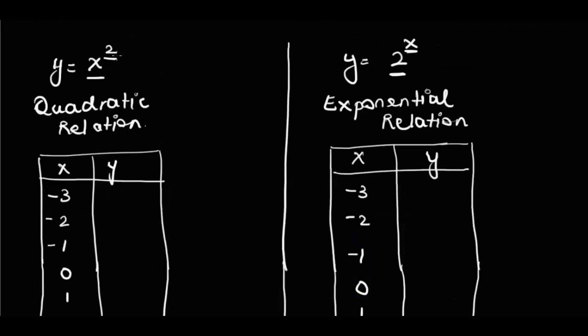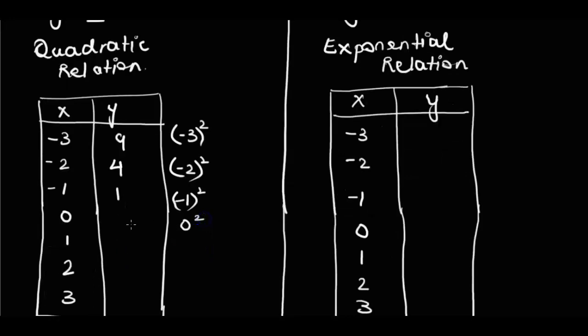Now because x to the power of 2 gives us y, here x is -3. -3 to the power of 2 means -3 is squared, so this gives us 9. Similarly, -2 to the power of 2 gives us 4. -1 to the power of 2 gives us 1. 0 to the power of 2: 0 raised to any positive power is 0. 1 to the power of 2 gives us 1. 2 to the power of 2 gives us 4. And 3 to the power of 2 gives us 9. So these are the respective y values for these x values.